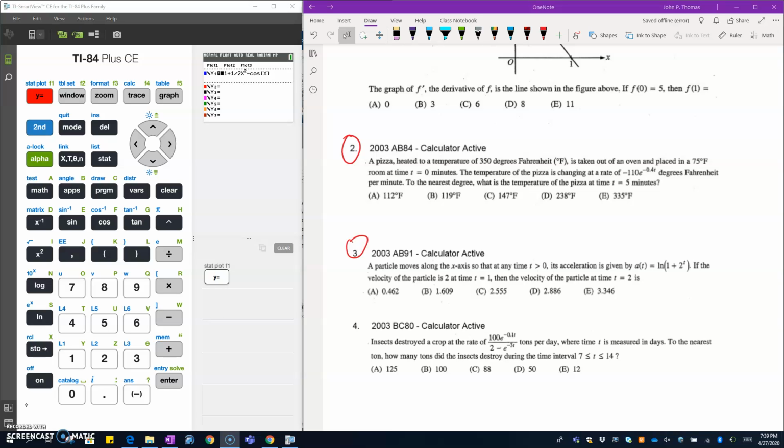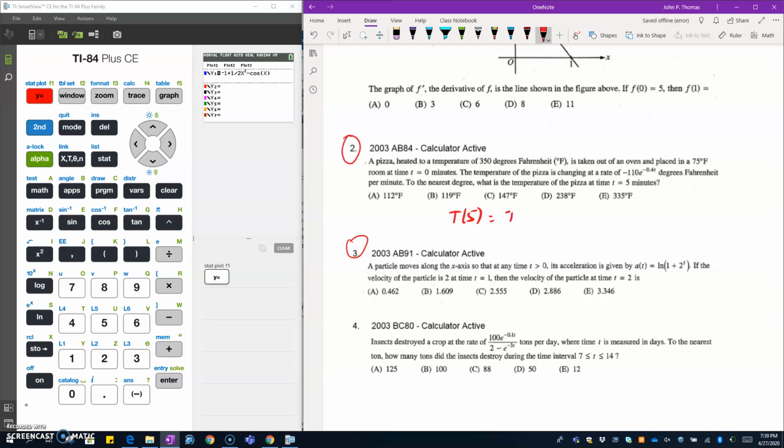So if I take a look at number 2, it says a pizza is heated to a temperature of 350 degrees Fahrenheit, is taken out of an oven and placed in a 75-degree room at time t equals 0. The temperature of the pizza is changing at a rate given by that function in degrees Fahrenheit per minute. To the nearest degree, what is the temperature of the pizza after 5 minutes? All right, so first thing here, we're really looking at temperature at 5 minutes.